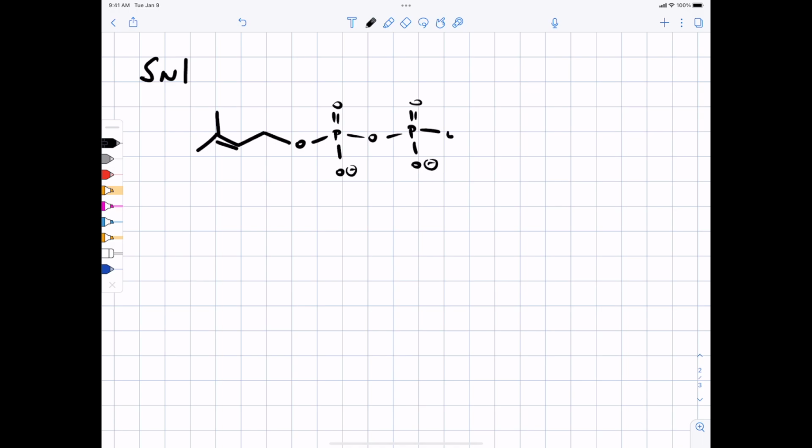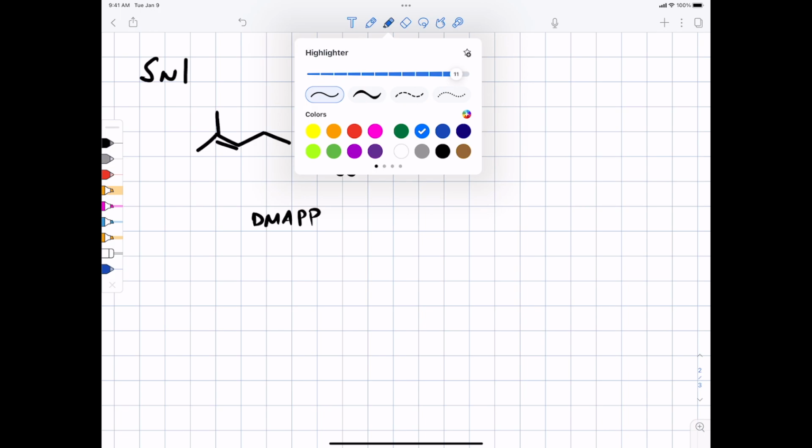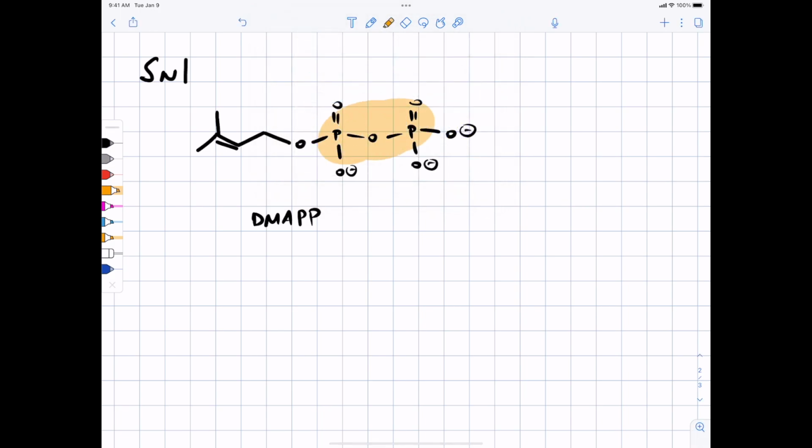This is called dimethylallyl pyrophosphate, or DMAPP, and the two phosphate groups linked together. This functional group is called pyrophosphate. And as above, this is a good leaving group. And notice how it's on the allyl carbon.